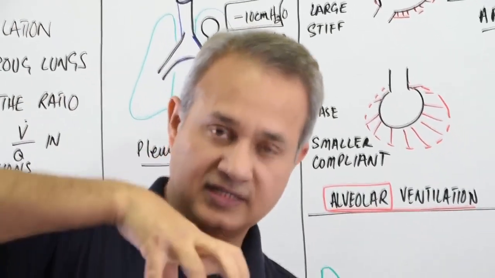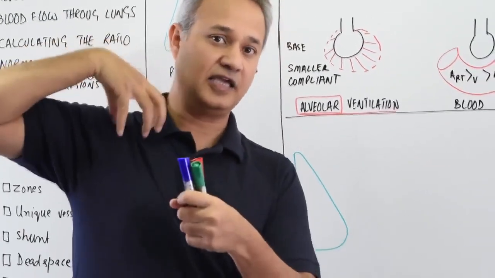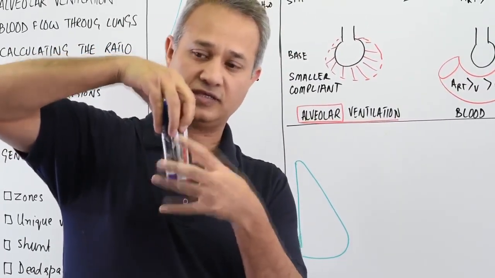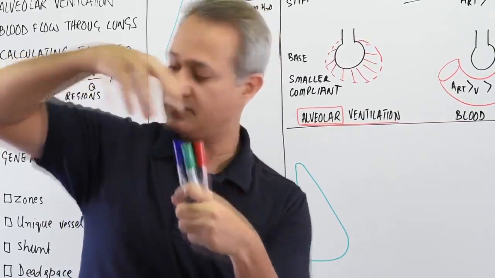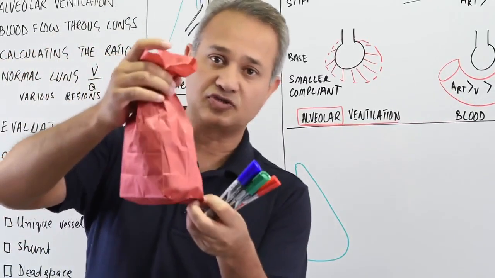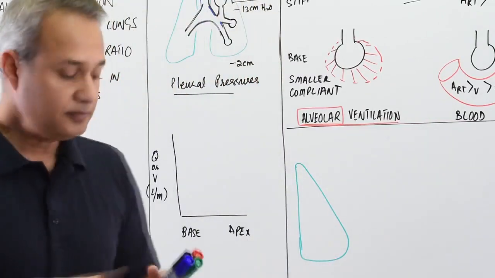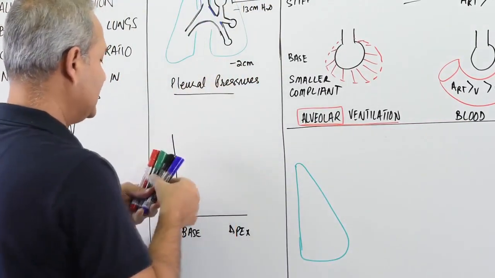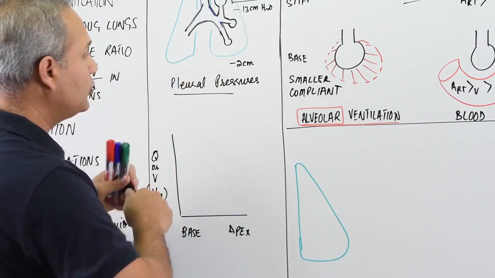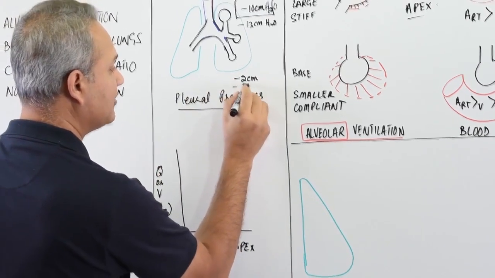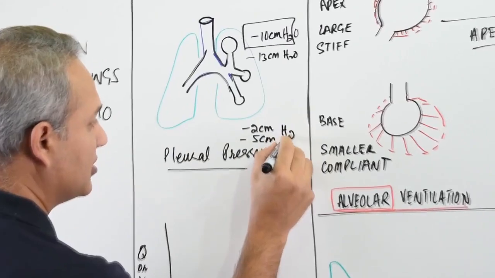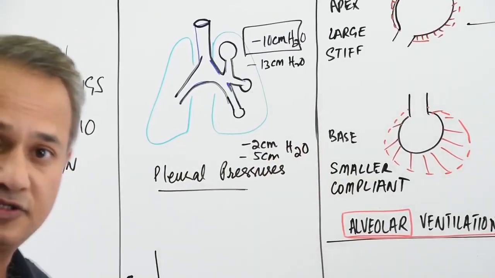Again, the lungs are hanging, with gravity pulling them down. So when that hanging is happening at the apex, the alveoli are stretched open. At the bases, though, the pleural pressure is minus 2 centimeters and it can go up to minus 5 centimeters of water during inspiration.